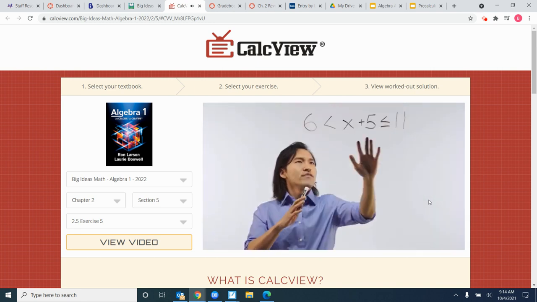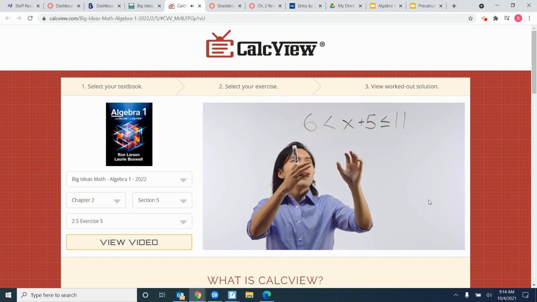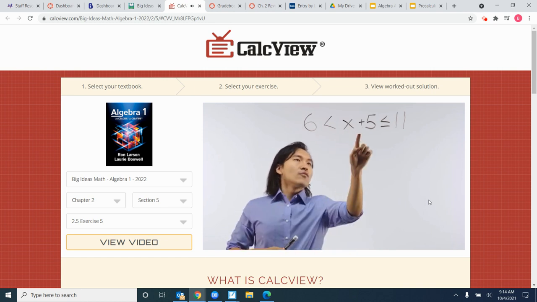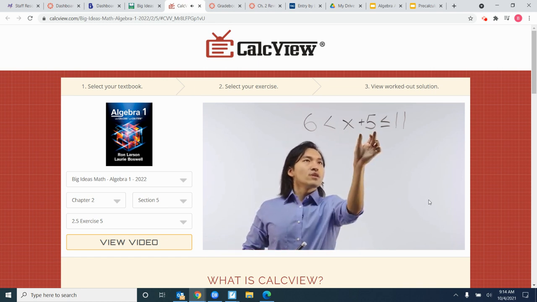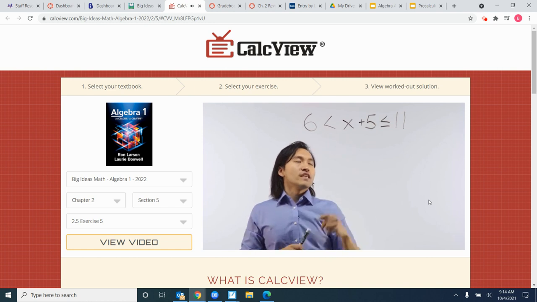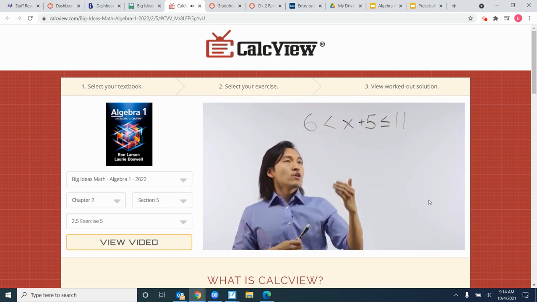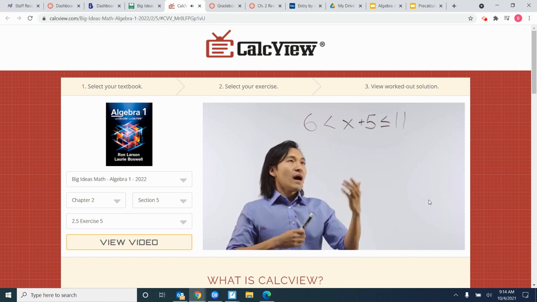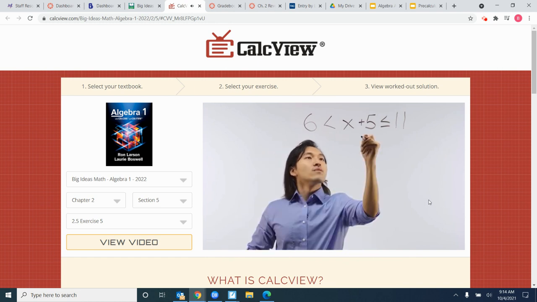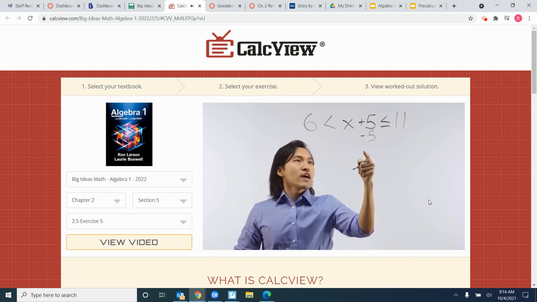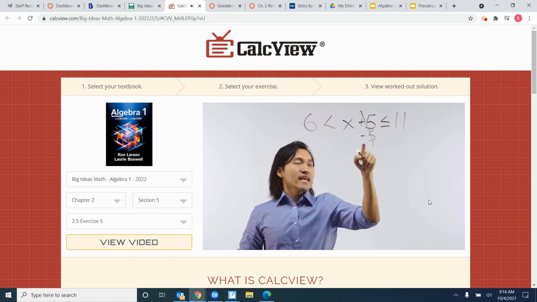In order to solve this, we want to simplify. We want to isolate this x. Well, right here, we see there's a plus 5 here, so we want to remove it from this part of the inequality. Well, to remove this, we want to undo the positive 5 by subtracting 5. Because the opposite of addition is subtraction, we subtract 5 in order to cancel this out.